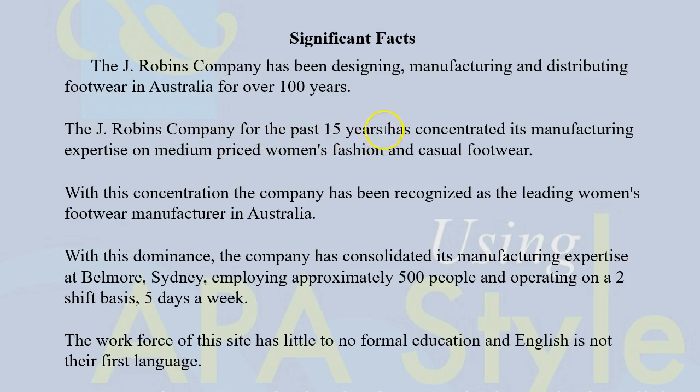Now this part here could probably be reworded for grammar purposes. But anyway, the J. Robbins Company for the past 15 years has concentrated its manufacturing expertise on medium-priced women's fashion and casual footwear. With this concentration, the company has recognized as the leading women's footwear company in Australia. Now, this sentence here has an issue.